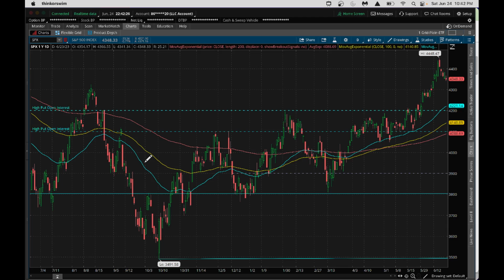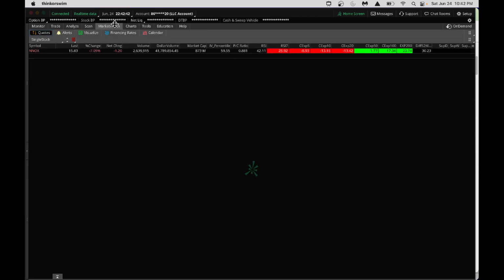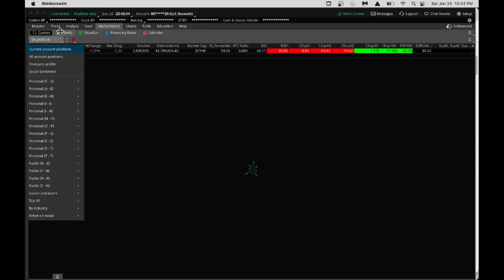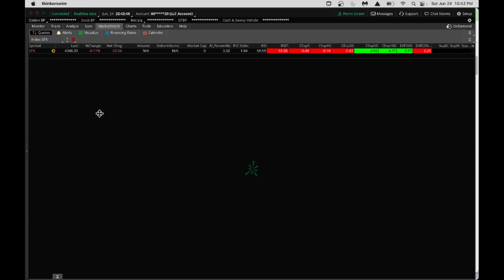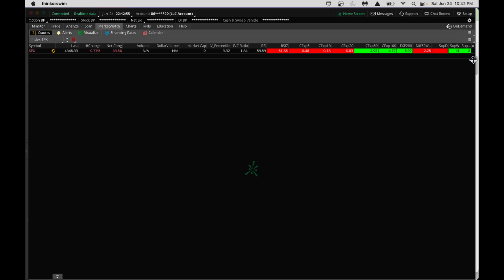One of my favorite features within thinkorswim is the option scanner. As you can see here, I've got SPX. I typically create a watch list with just SPX. Look, we've got the watch list right here, my SPX watch list. If I go here, we've got index SPX. In this watch list, all I have is SPX. I use this for the option scanner.